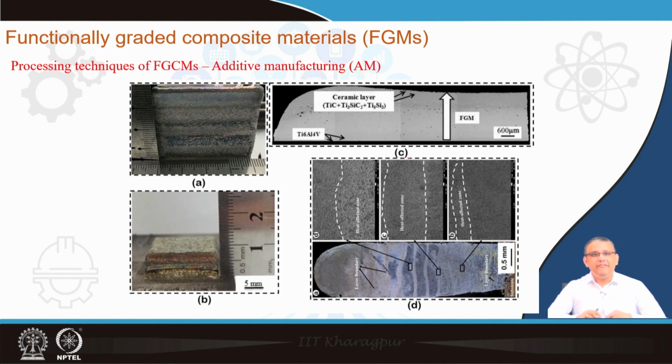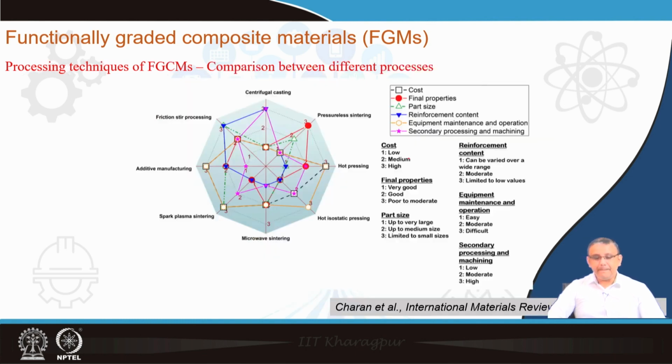So, you can see that even macroscopic samples, large samples, can be fabricated, and these samples have a very smooth transition from one layer to another, and also a very nice structure devoid of defects or pores, and that is why they have good mechanical properties.